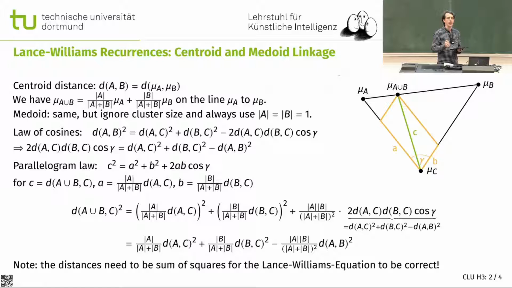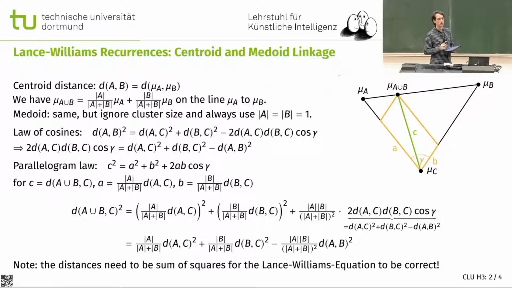So that is the motivation of centroid linkage, and medoid linkage is pretty much the same thing, except I'm ignoring that the clusters have different size. I'm treating every cluster as being a single point only. And after merging, it's still a single point. That's why the medoid linkage is kind of odd. It ignores these weights. But the proof would remain the same, except I have to cancel out, remove all these sizes.